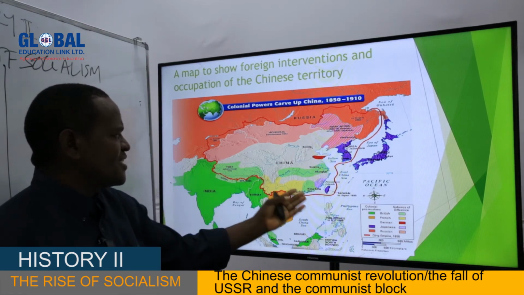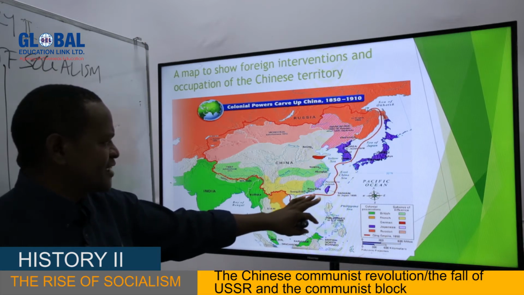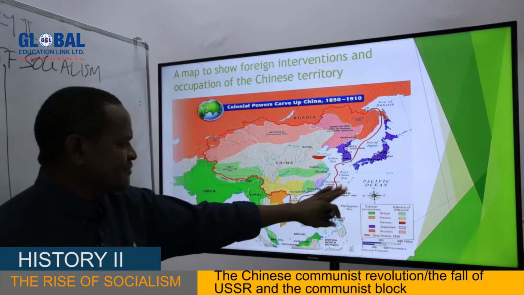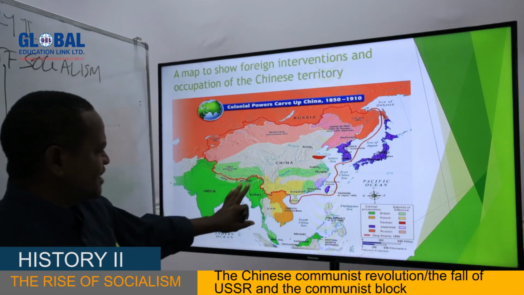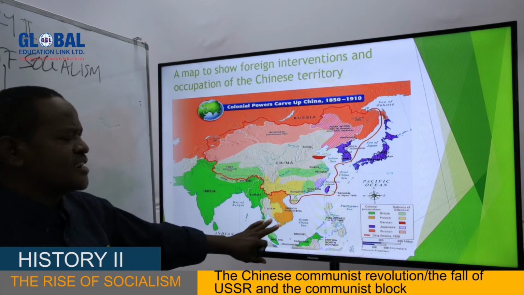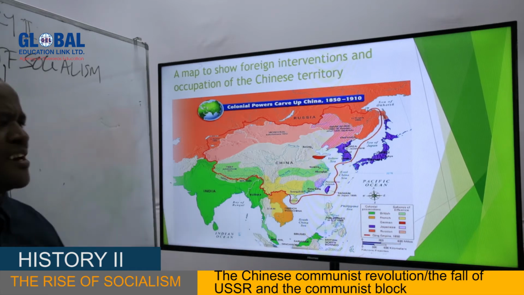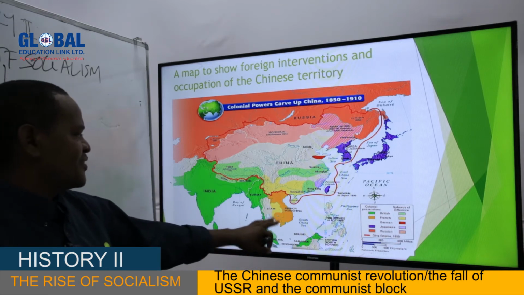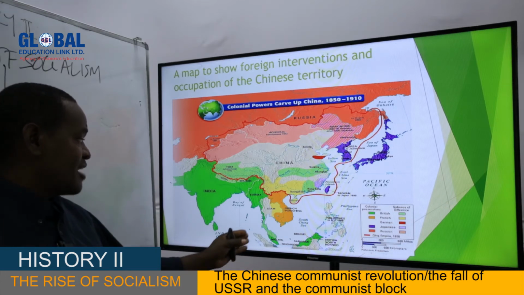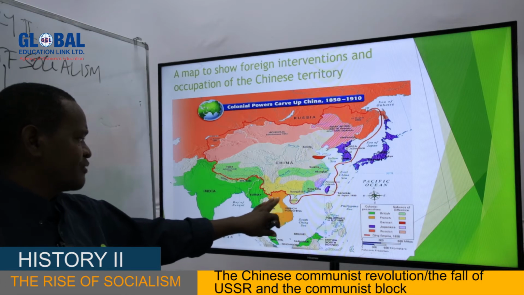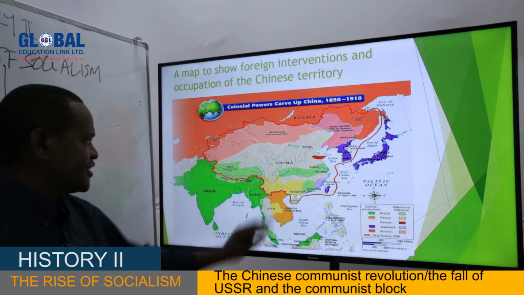But also we have another area like Hong Kong, which was taken by the British. We have Taiwan, which was taken by the Japanese. Also there are these Indochina areas, which were under the influence of the Chinese, but they were taken by the French, another foreign power. Remember here we are talking of Taiwan, we are talking of Cambodia, Laos, and so on. All these areas were taken.